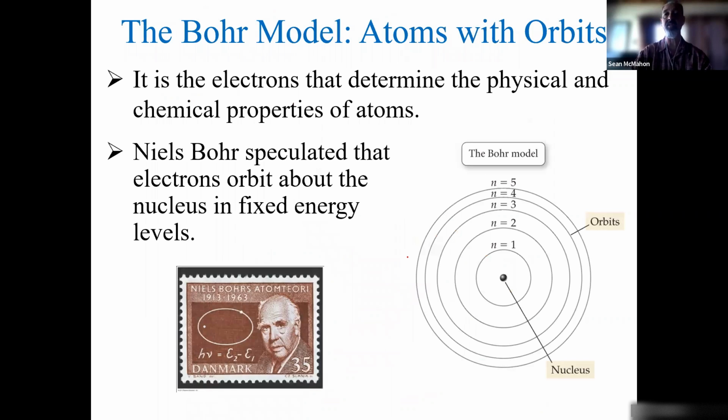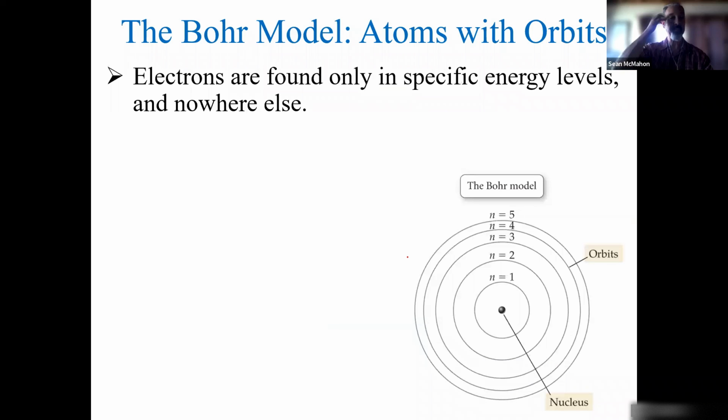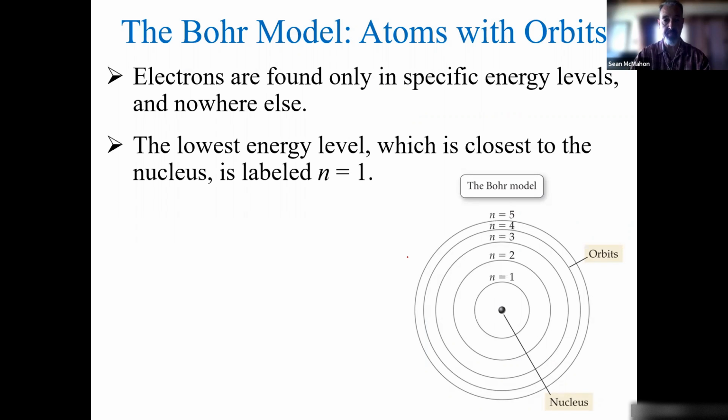So it's the electrons that determine the physical and chemical properties of atoms based on their location and their energy levels. So Niels Bohr speculated that electrons that orbit around the nucleus are in these fixed energy levels, and actually was able to quantize them for the hydrogen atom. So using the Bohr model to understand this, what we found is specific energy levels are where the electrons are located, and they can't be in between. It's either all or nothing.